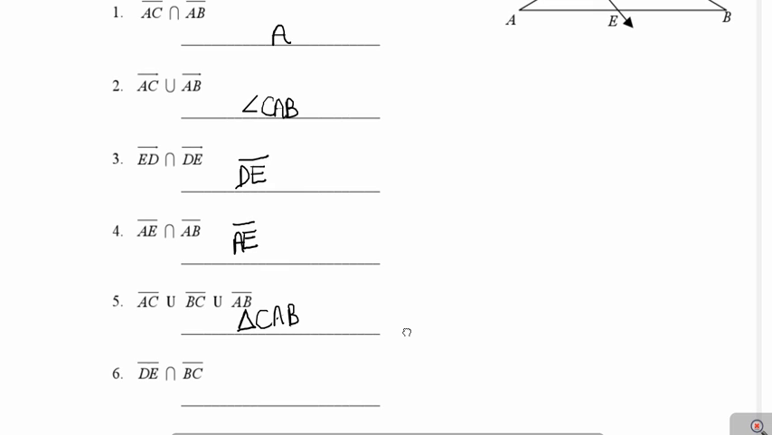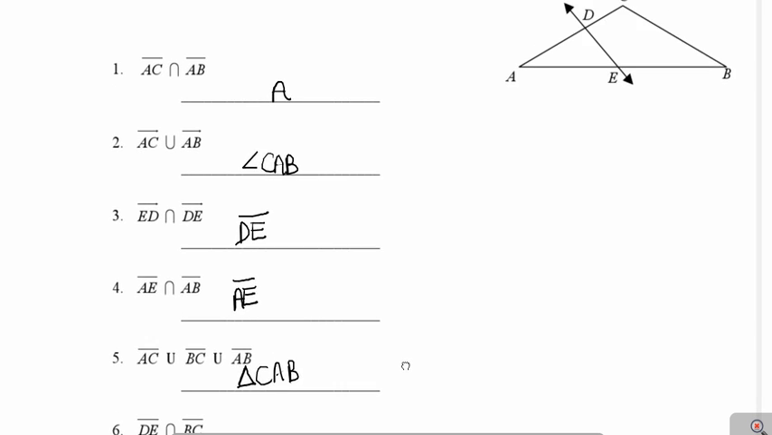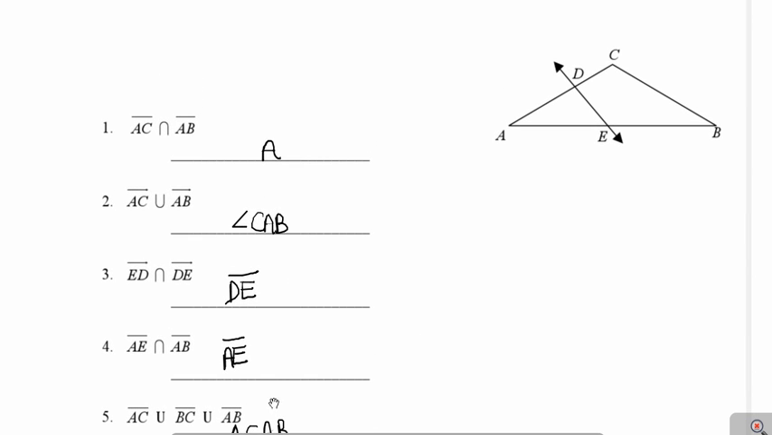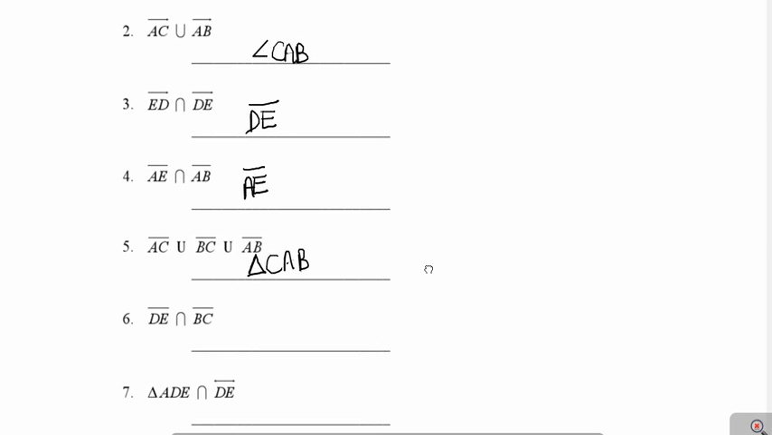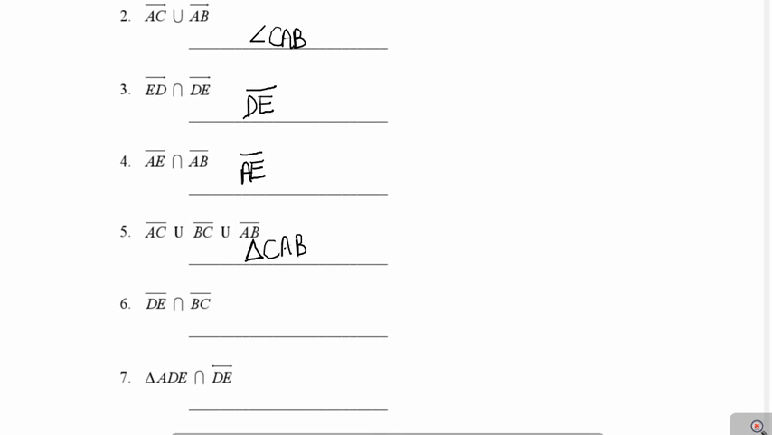Okay, so let me just scroll down so we can see number 6. Number 6 is the intersection of segment DE and segment BC. So since it's intersection, I'm going to use two different colors. I'm going to highlight first segment DE with one color, and then with another color, I'm going to highlight segment BC. Now I'm looking for, where do these two things overlap? Since they are segments and they have a starting and stopping point, they are never going to intersect. So if this happens and they never intersect, we're going to put no solution. The symbol is a 0 with a slash through it.